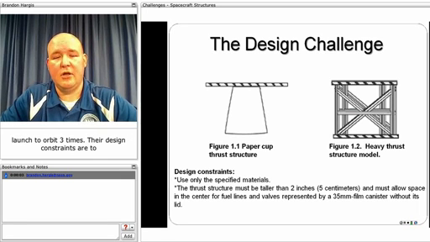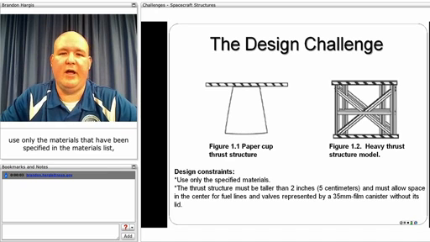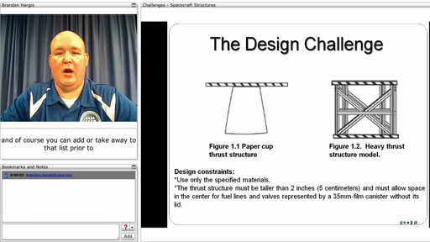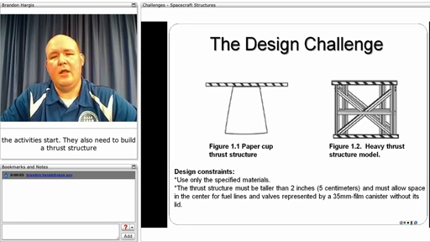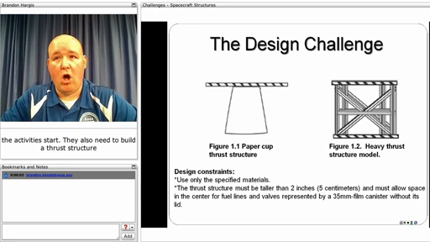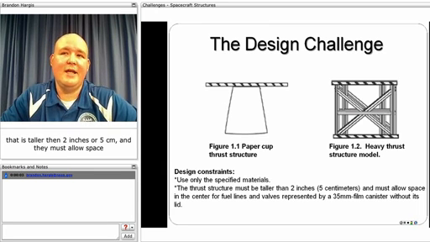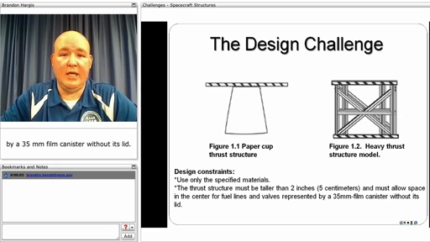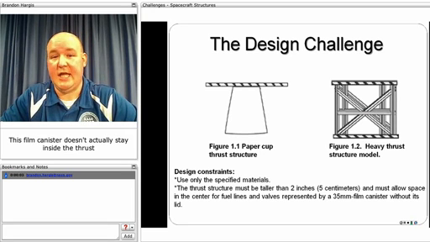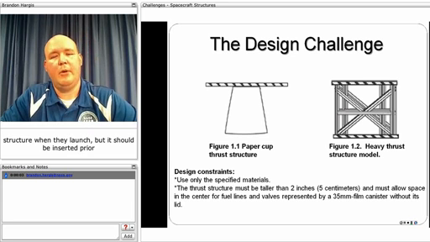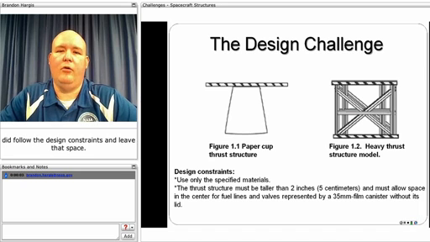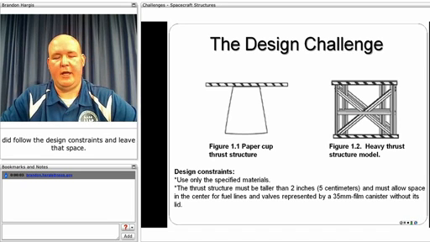Their design constraints are to use only the materials that have been specified in the materials list, and of course you can add or take away from that list prior to the activities starting. They also need to build a thrust structure that is taller than 2 inches or 5 centimeters, and they must allow space in the center for fuel lines and valves, which can be represented by a 35 millimeter film canister without its lid. Now, this film canister doesn't actually stay inside the thrust structure when they launch, but it should be inserted prior to testing or prior to launching so that we can determine that they did follow the design constraints and leave that space.